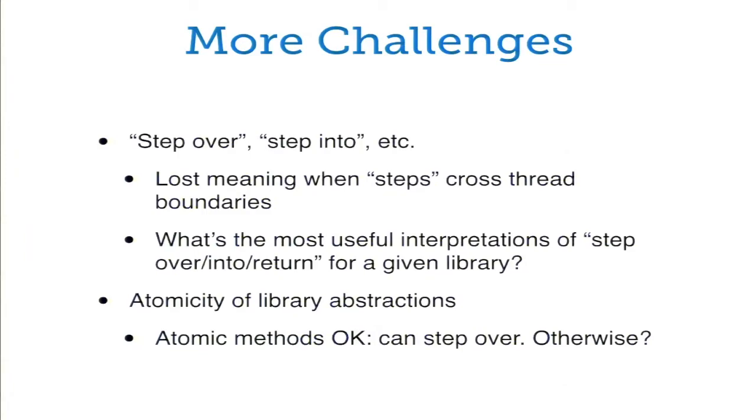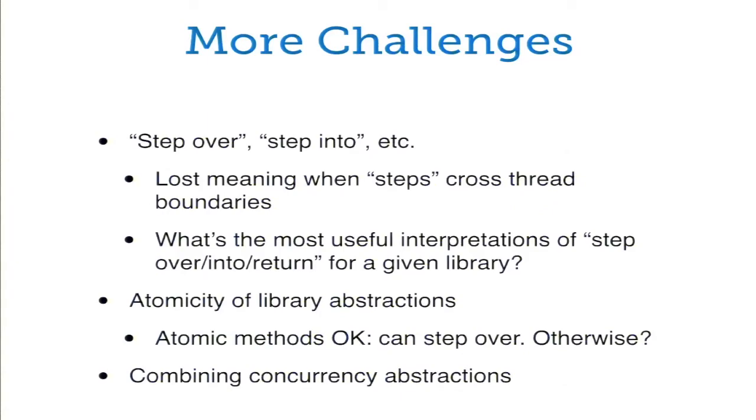And also that's related to the atomicity of library abstractions. So if my concurrency abstractions are organized in a way where I have methods that are atomic, well, that's great because I can just step over a method invocation and that's fine, right? So for example, a concurrent hash map, that's no problem. But if I have a different abstraction where the granularity of atomicity is not simply the boundaries of a method, well, what do I do, right? Then I don't really have good support for that, right?